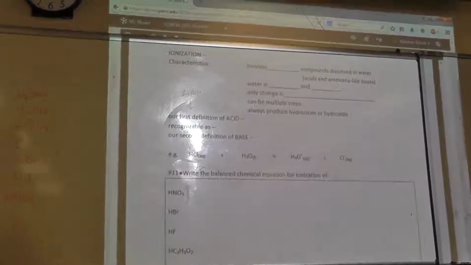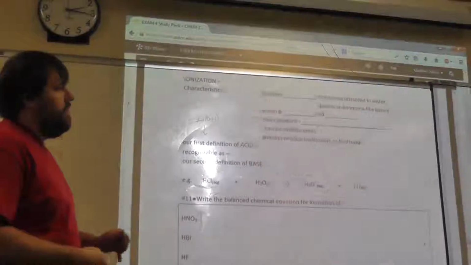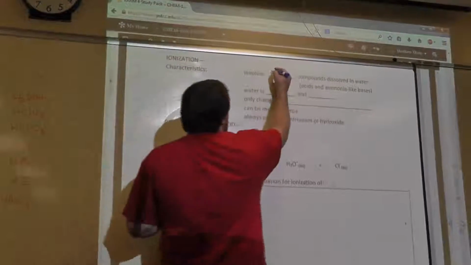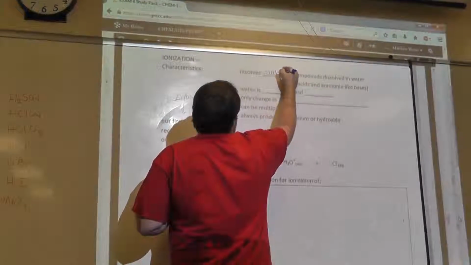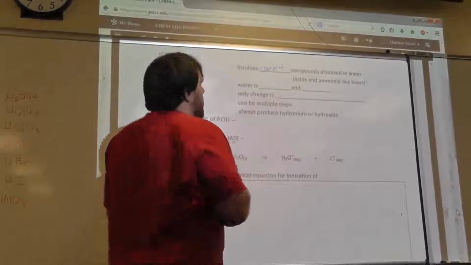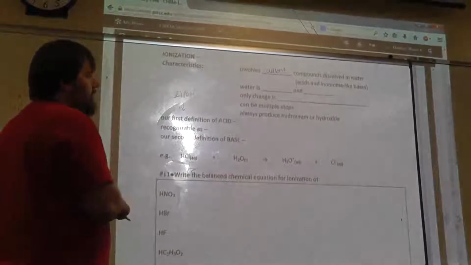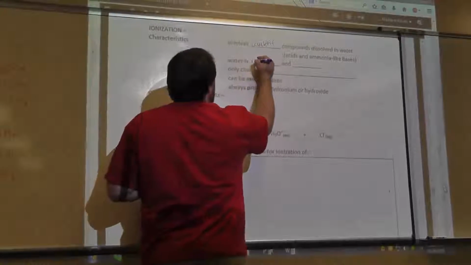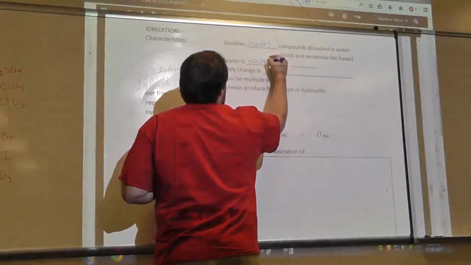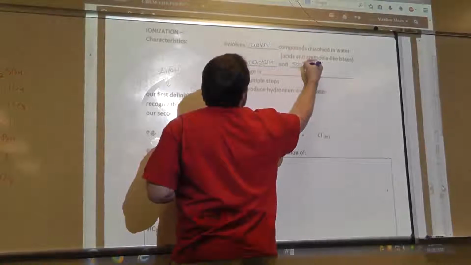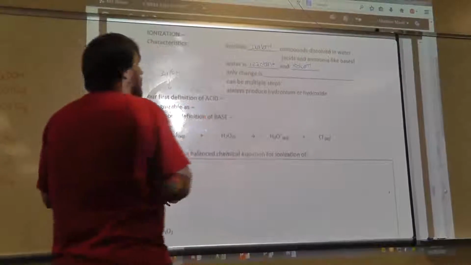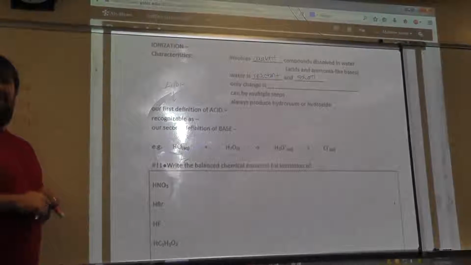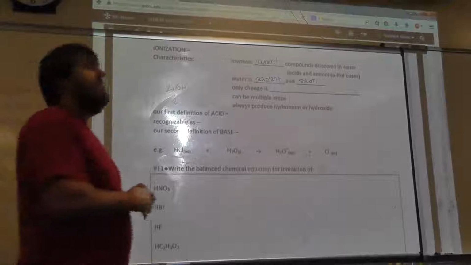Okay, so ionization involves what? Covalent, not ionic, compounds dissolved in water. Water is the solvent. The only change is the transfer of a single hydrogen ion.